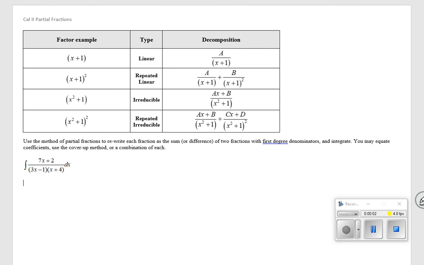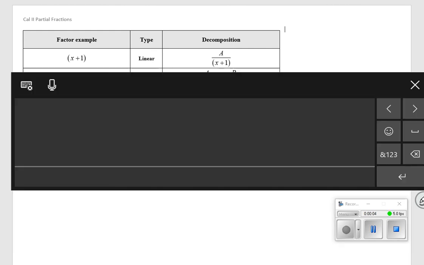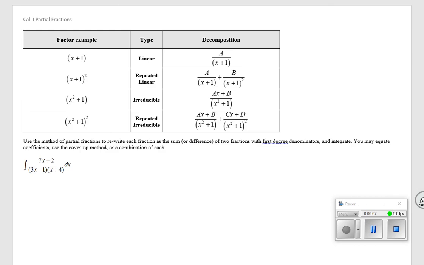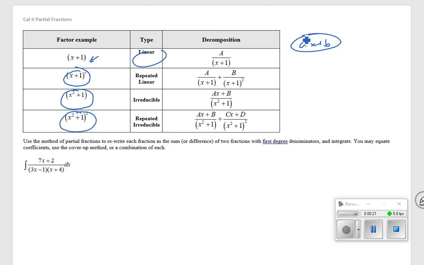Now, the good news for you is that I'm using only simple expressions here. I'm not using any repeated factors, and nothing that cannot be reduced. All of our factors are going to be linear, like ax plus b type factors. That makes it a lot easier. All right, let's look at this one.